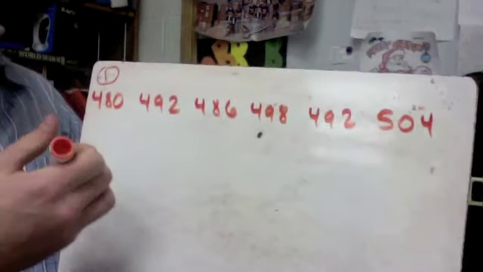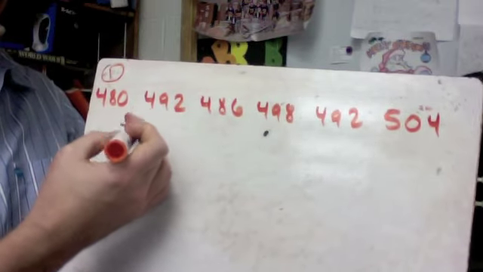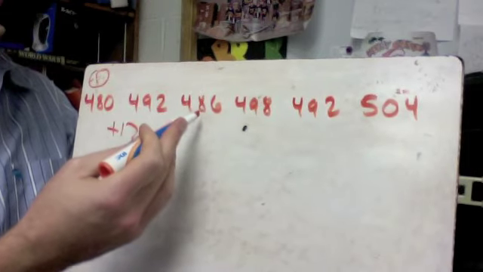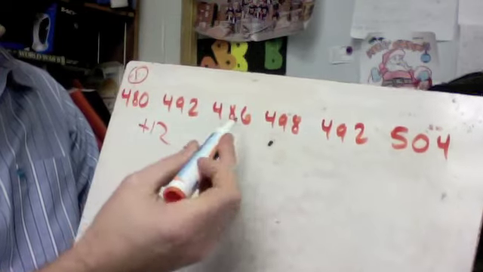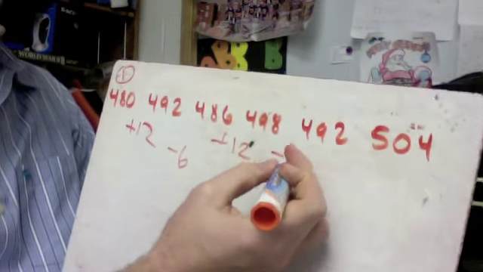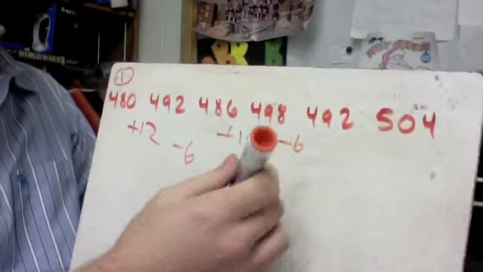For this particular pattern here, from 480 to 492 is plus 12. From 492 down to 486 is minus 6. This again, from this number to this number, is plus 12, and this is minus 6. So we're starting to figure out the pattern is plus 12, minus 6, plus 12, minus 6.